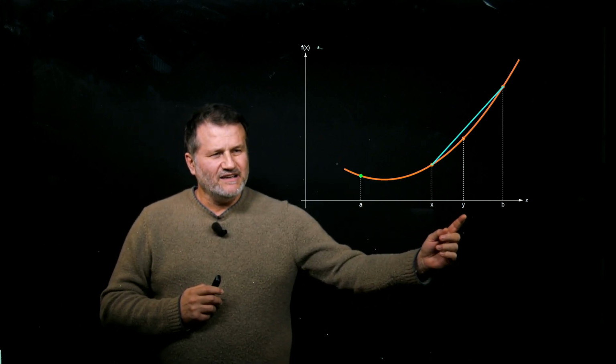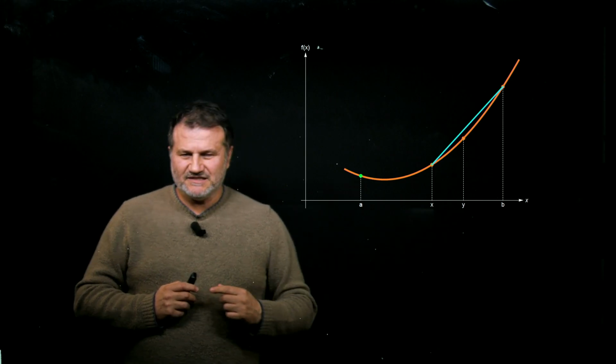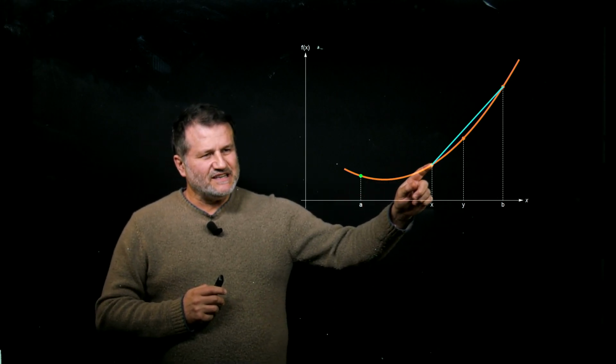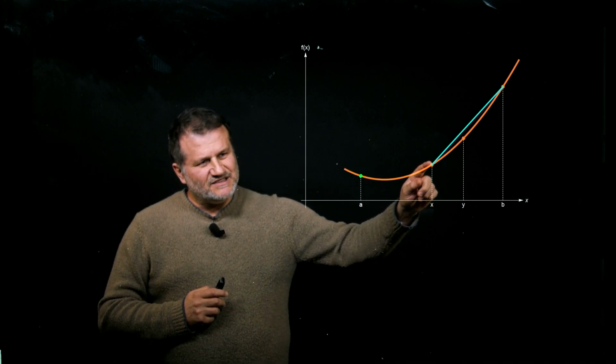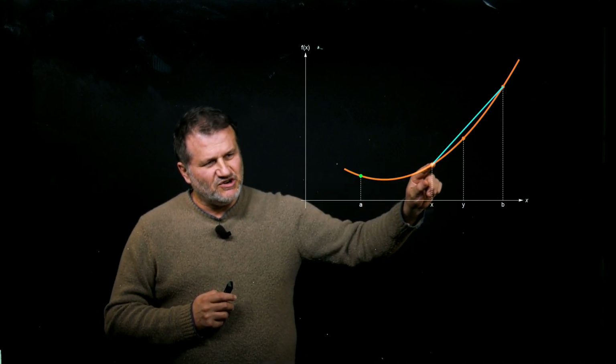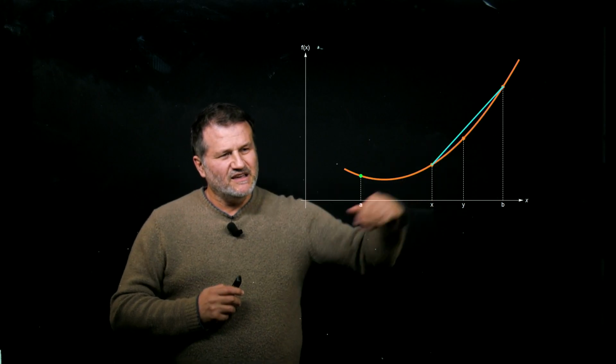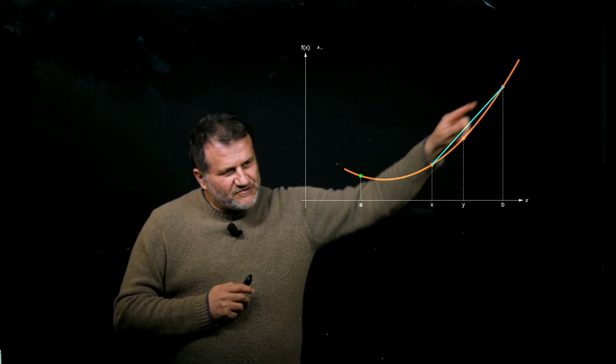We take a y to the right of point x. And we write the convexity of the function, saying that the blue segment, which is the segment joining (x, f(x)) to (b, f(b)), is above the graph of the function.